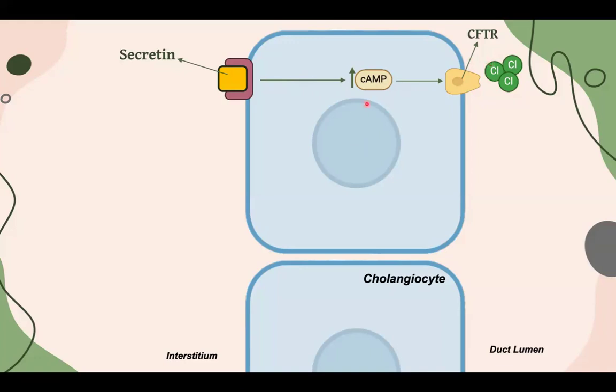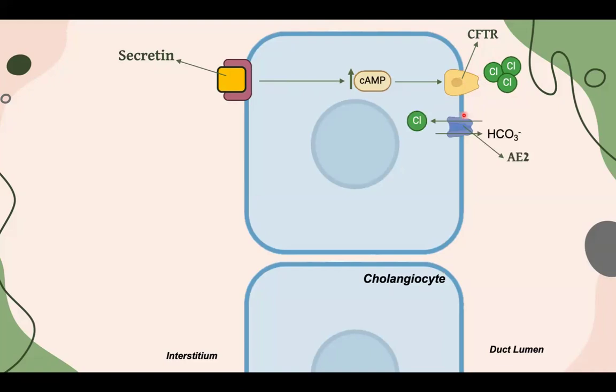Once it increases the concentration of cAMP, it activates certain receptors called CFTR that pump chloride ions outside the cell. Now after this happens, the next step is to bring the chloride back inside the cell. This happens through anion exchangers called chloride-bicarb anion exchangers. Chloride comes back into the cell and bicarb goes into the ductal lumen. We know bicarb is what makes the bile more alkaline, so the presence of bicarb here is what makes it more alkaline.